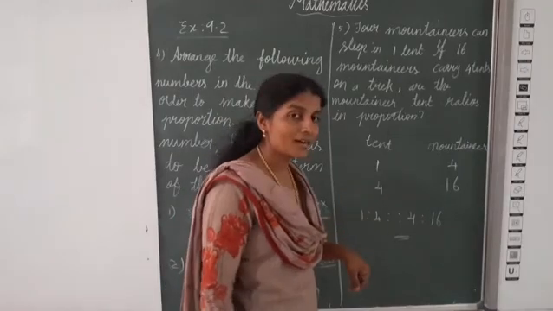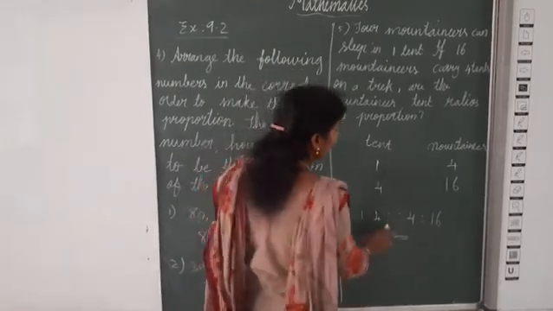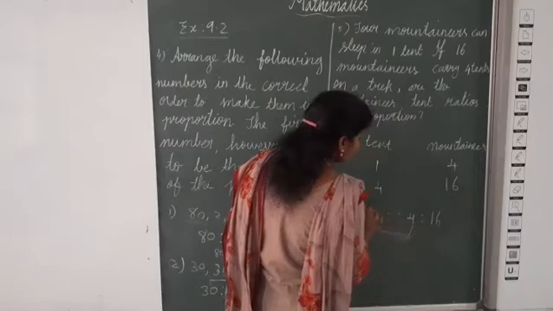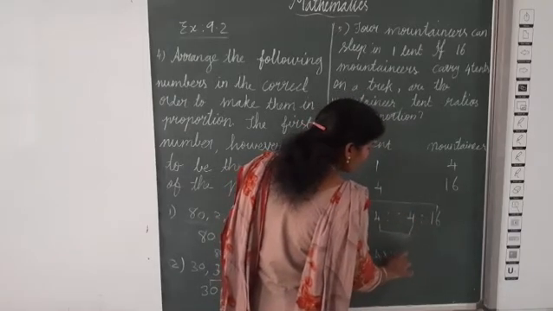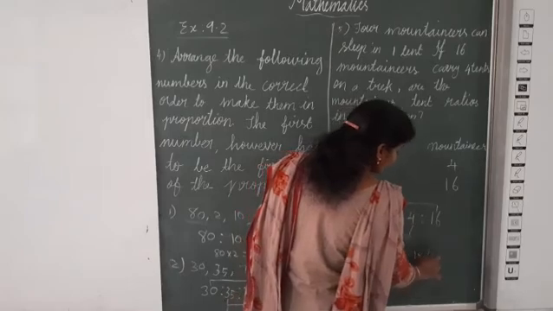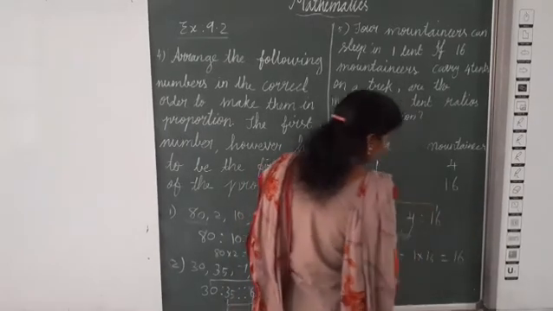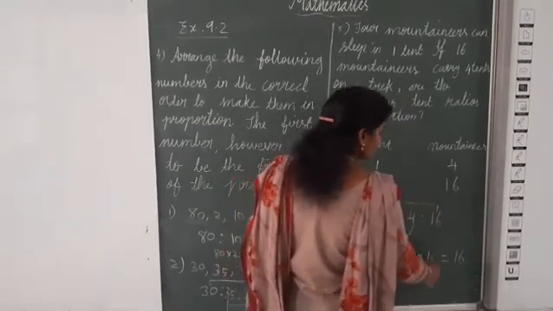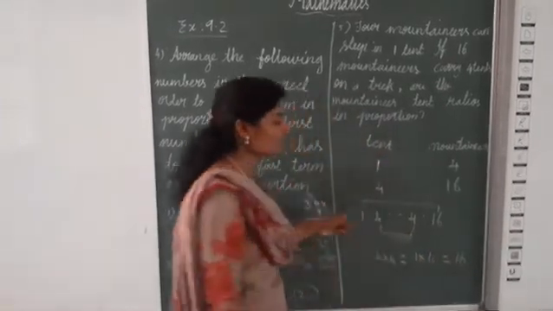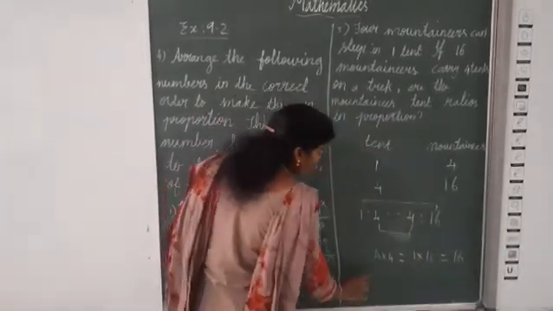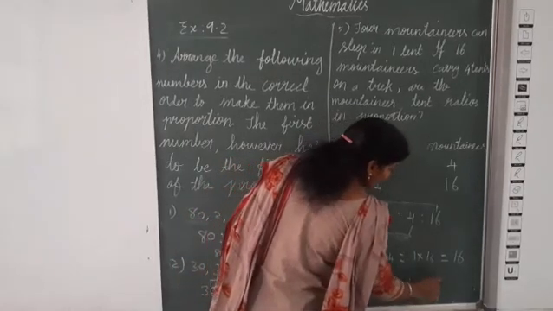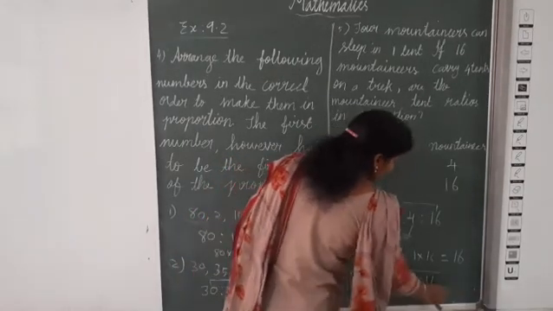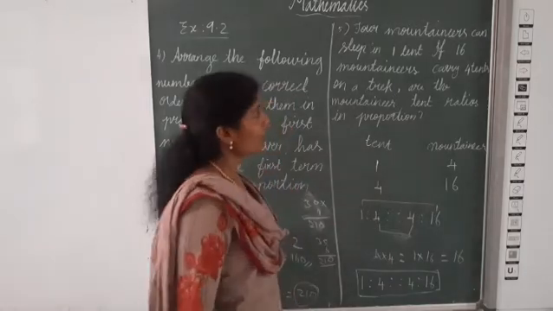This is proportion or not? How can you say? This mean is equal to extreme. 4 4s are 4 into 4 equal to 1 into 16 equal to 16. 4 4s are 16. 1 into 16, 16. So this is the proportion. So what's the answer? 1 is to 4 as 4 is to 16 is the answer. This is the proportion form.